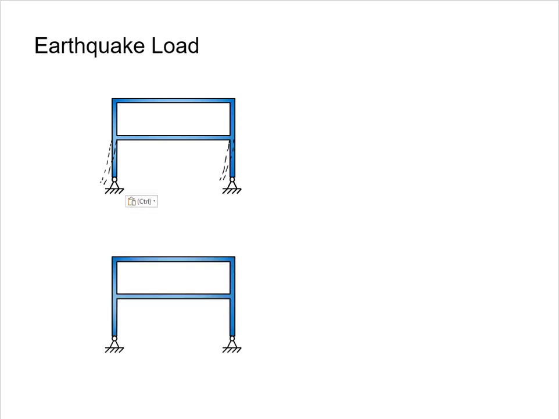This sketch shows the motivation for one way we idealize earthquake load, an equivalent static load. To put the structure in this shape, we would need lateral load acting at each level. In reality, this is a dynamic process, but the codes help us calculate an equivalent static force.